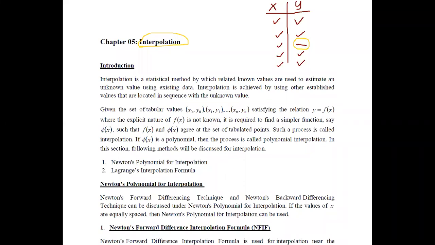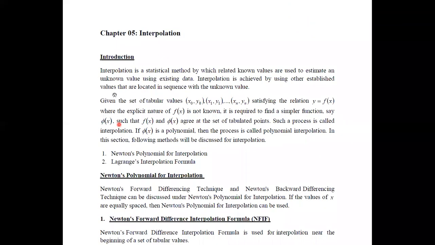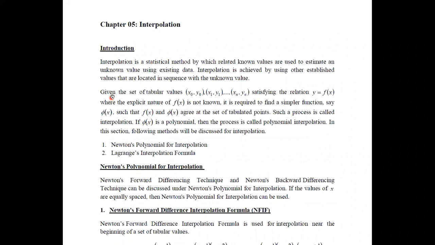Now if we see this concept in a mathematical form, given a set of tabular values, it is like this. Here you may have several x values and several y values. We may have a set of tabulated paired values x0, y0, x1, y1, likewise up to n plus 1 points altogether. Then the last would be xn, yn.